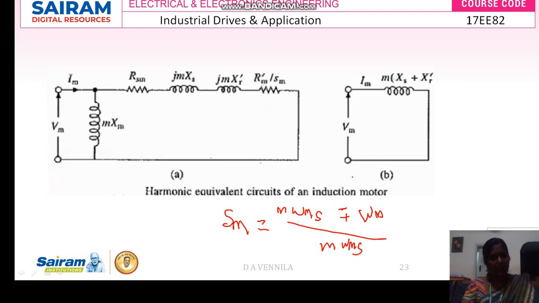Skin effect is what happens when the frequency increases because of the harmonics. This is your harmonic equivalent circuit. Here, because of this factor m, your reactance will increase and your resistance will also increase. The resistance is increasing due to skin effect. Why does skin effect come into the picture? Because of frequency.